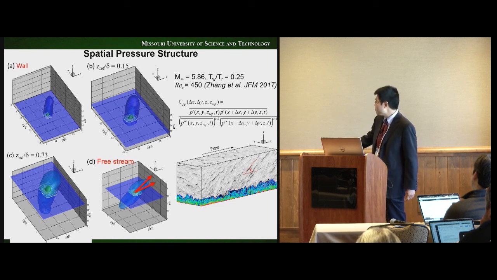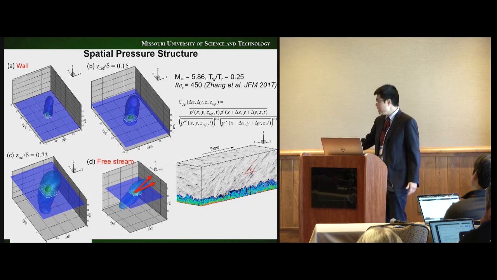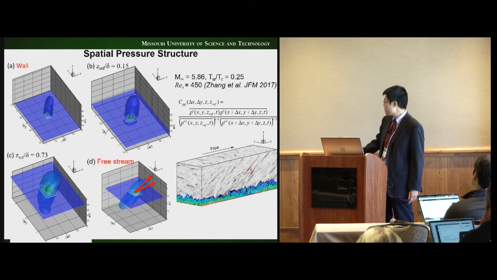And then as you move away from the wall, the structure is tilted. It's actually leaning downward of the flow. So this is what's happening in the free stream. This is the typical phenomenon of eddy Mach wave radiation. So you have a preferred direction of these structures.